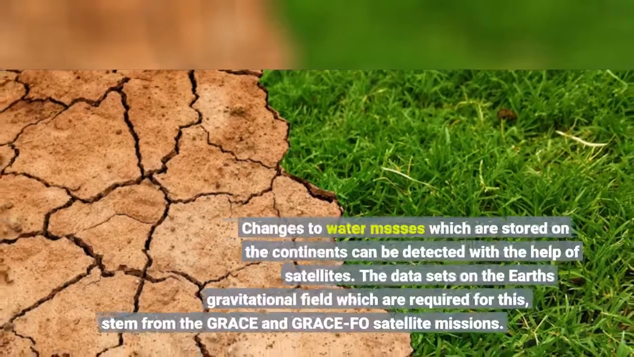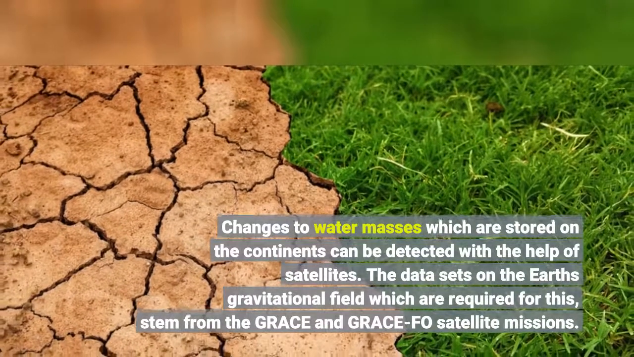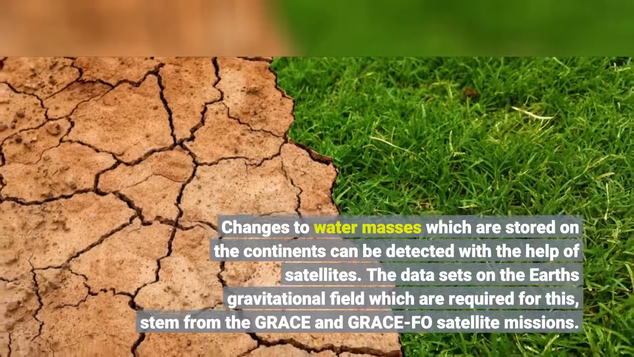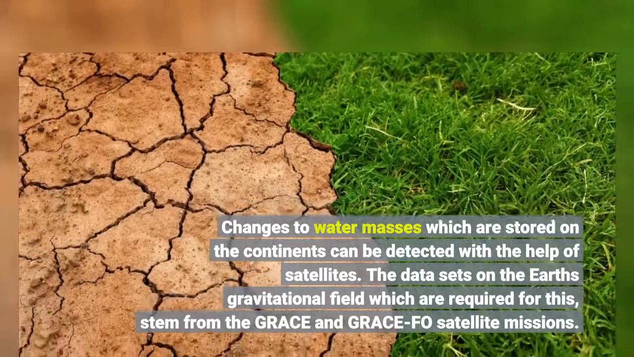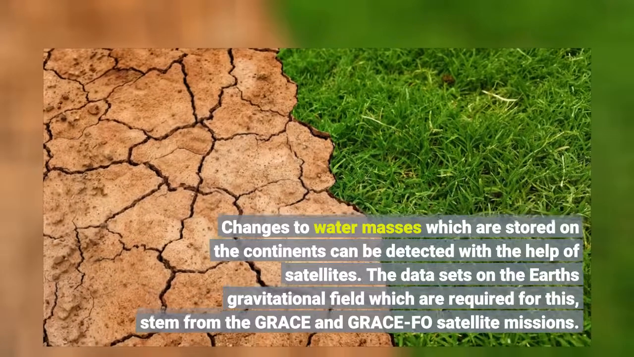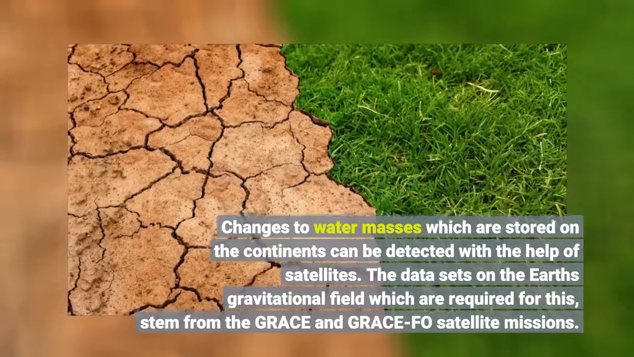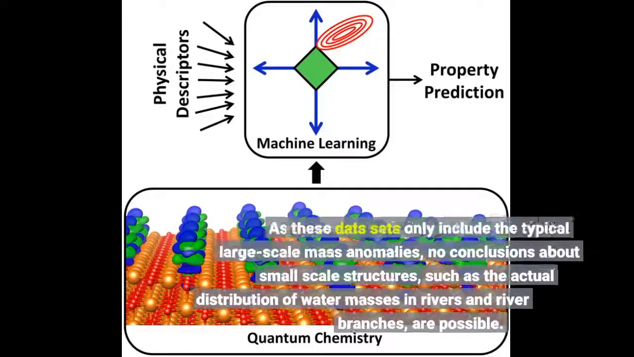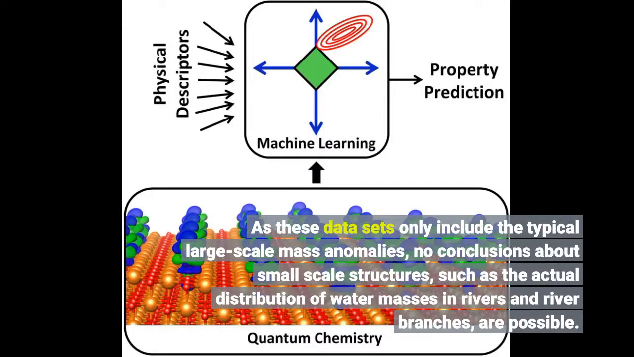Changes to water masses which are stored on the continents can be detected with the help of satellites. The data sets on the Earth's gravitational field which are required for this stem from the GRACE and GRACE-FO satellite missions. As these data sets only include the typical large-scale mass anomalies, no conclusions about small-scale structures, such as the actual distribution of water masses in rivers and river branches, are possible.